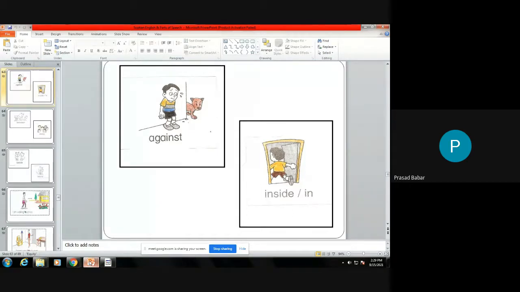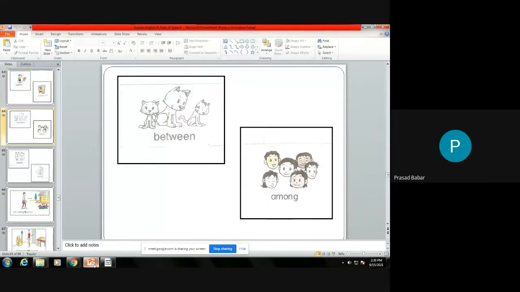That is why it is called as inside or in. Okay, so see the next picture. There are three cats in this picture, and they have sat in one row. Okay, so one by one they have sat. So here there are three cats, which have sat in a row.